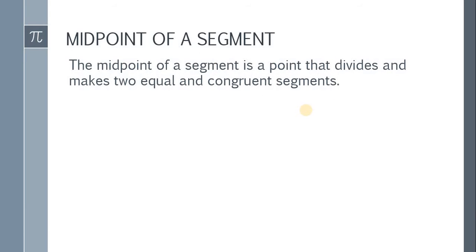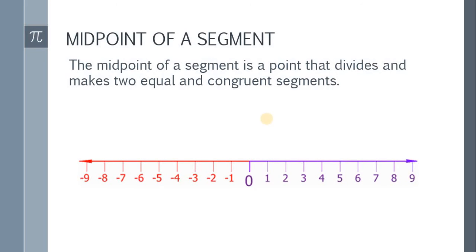The midpoint of a segment is a point that divides it and makes two equal and congruent segments. So para magbigay ng example, let's consider this number line and maglagay tayo ng character sa bawat point ng ating number line. So lagay natin dun sa 0, ilagay natin si Shikamaru. And dun sa 8 is si Sasuke. Next, yung goal natin is maghanap ng midpoint ng dalawang karakter natin.